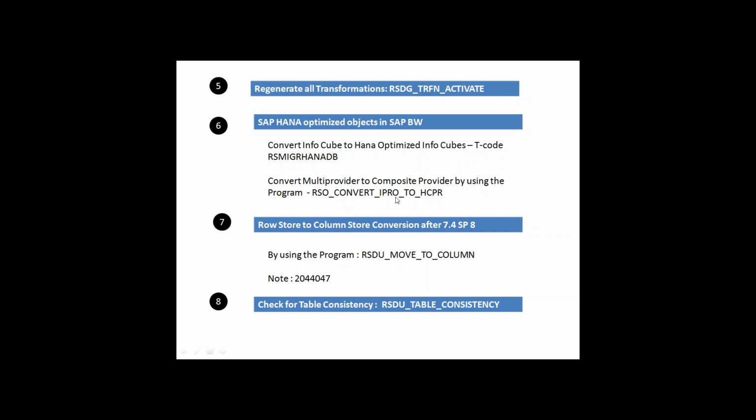And this is very, very important. The other day in the interview, he was very happy with this point. Let's say you have existing multi-providers and existing InfoSets. By using this program, you can convert those existing multi-providers and InfoSets to what? Composite providers. By using this RSO underscore convert underscore IPRO to HCPR.